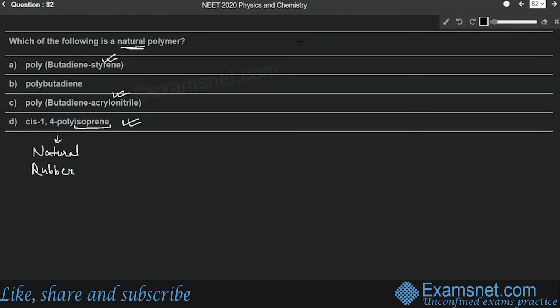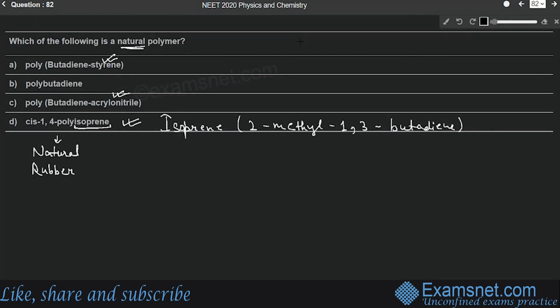And what is the monomer of this? Isoprene. So it is the polymer of isoprene. What is isoprene? It is 2-methyl-1,3-butadiene.